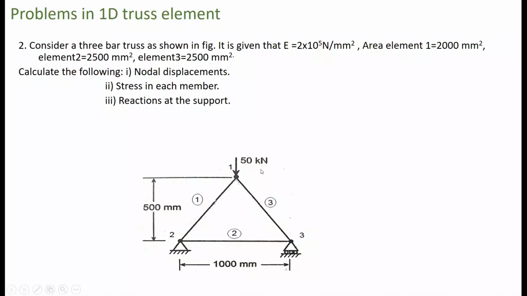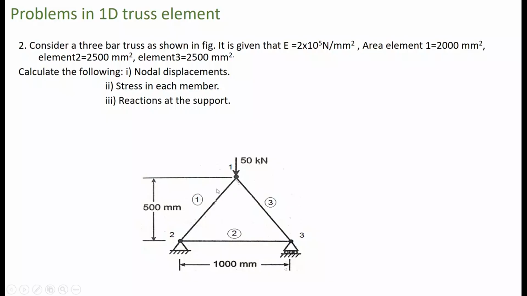The force is acting at the top of the element in the vertical direction, 50 kilonewton. And then constraints. The left-hand constraint will be a hinge support and the right-hand constraint will be a roller support. So these are the givens from this problem. Based on this, we want to solve and find the nodal displacements and then stresses and reaction forces.